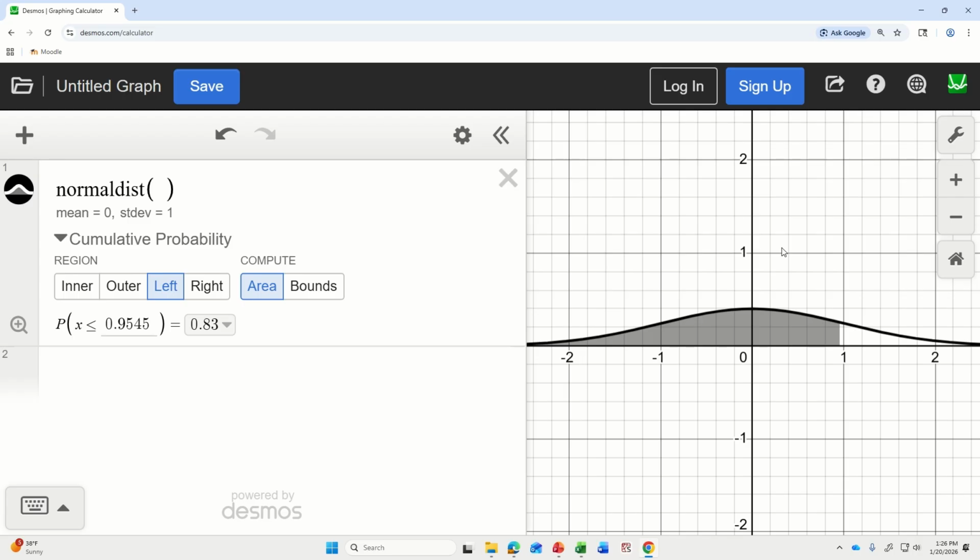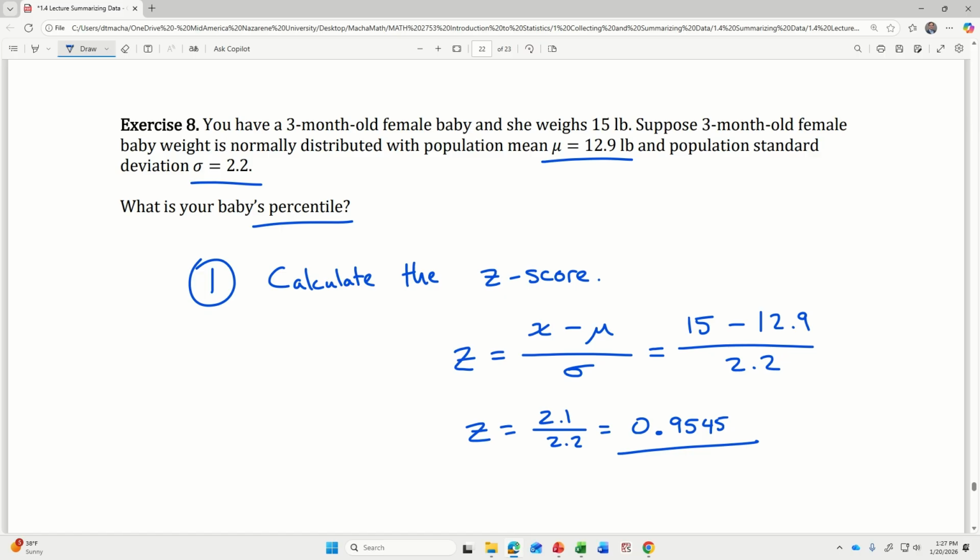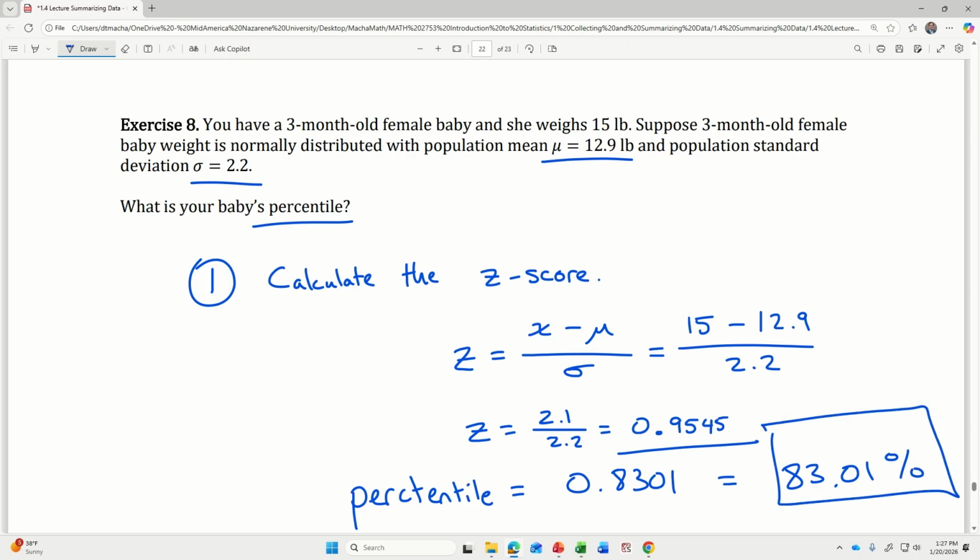And the answer to the question, what is my baby's percentile, is this drop-down box. You might have to tap on the drop-down box on your phone, and it will tell you that the number is 0.8301, rounded to 4 significant figures. And so I say that my percentile is 0.8301, which is the same thing as 83.01%. That's the answer to my question.